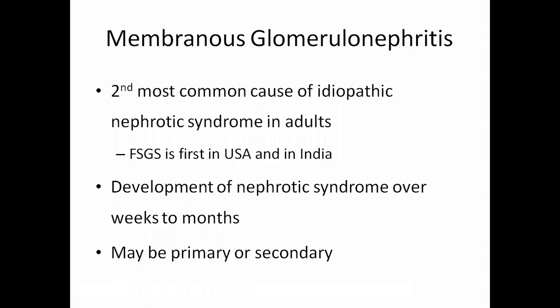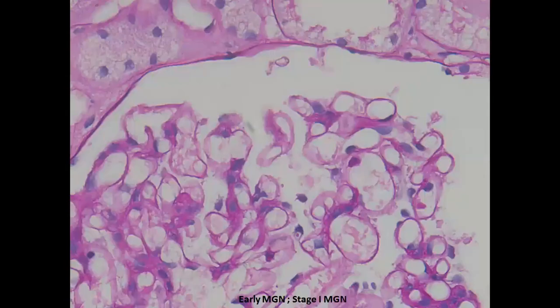Membranous glomerulonephritis is the second most common cause of idiopathic nephrotic syndrome in adults, and FSGS is the first, in the US and in India. Development of nephrotic syndrome happens over weeks to months. But the problem is whether it is primary or secondary. That is a major issue when we deal with membranous glomerulonephritis.